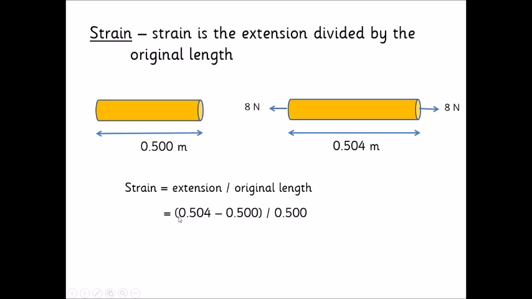So the extension is the final length, take away the original length, and that gives us 8 times 10 to the minus 3. You might be waiting for a unit to appear here, but if you look at what we've got, this is a length divided by a length. So this is just a sort of ratio. It doesn't have any units. It's a factor of 8 times 10 to the minus 3 longer.